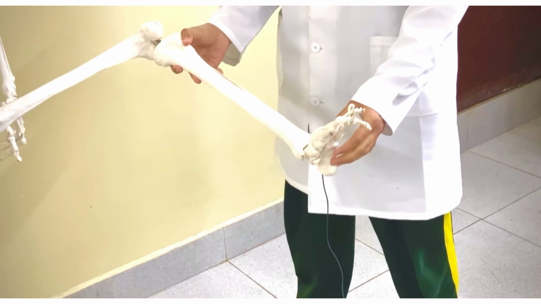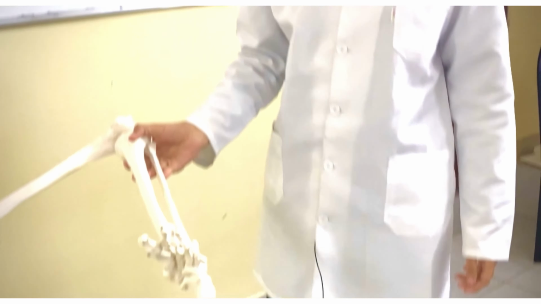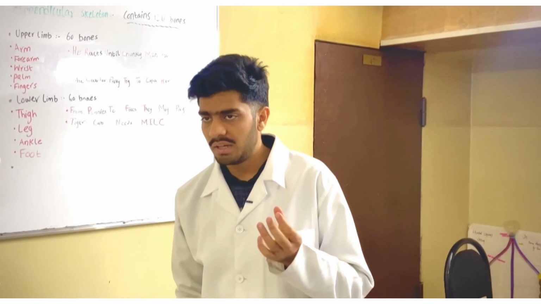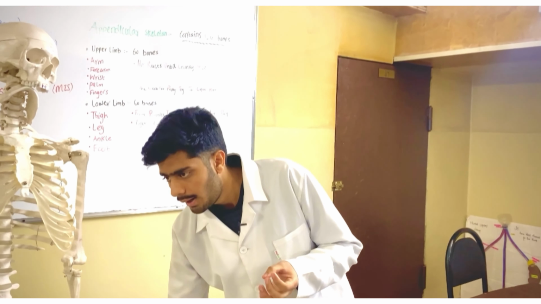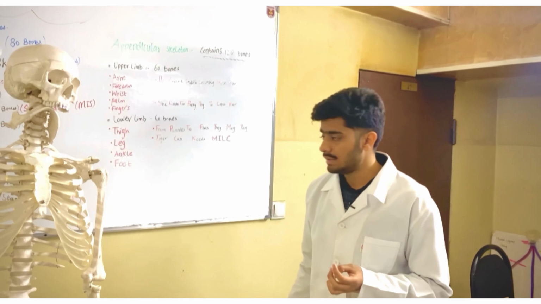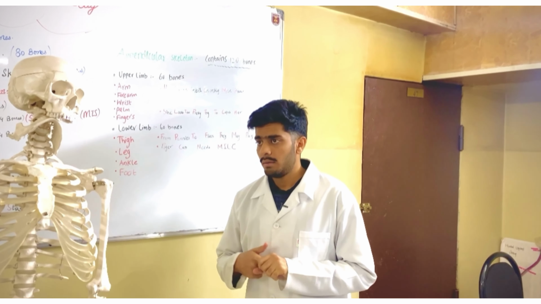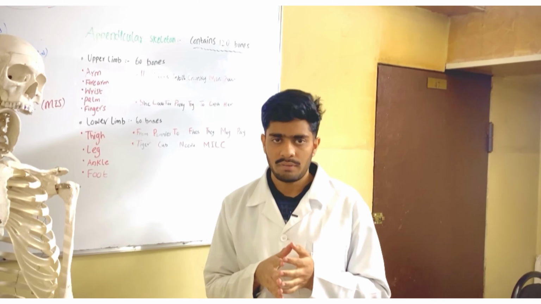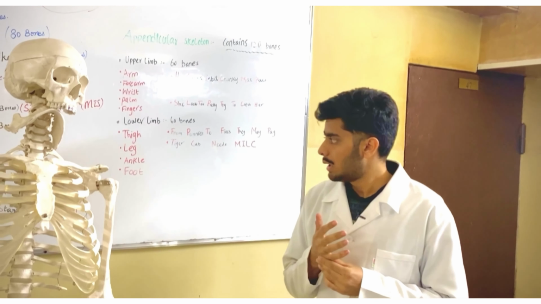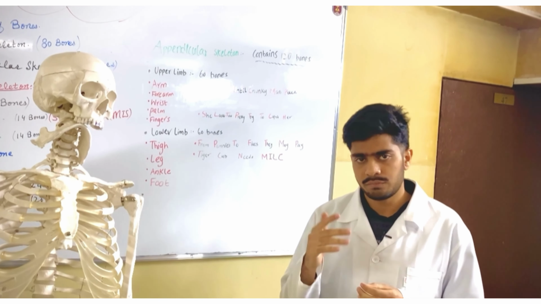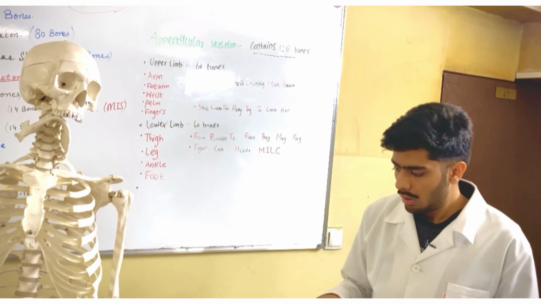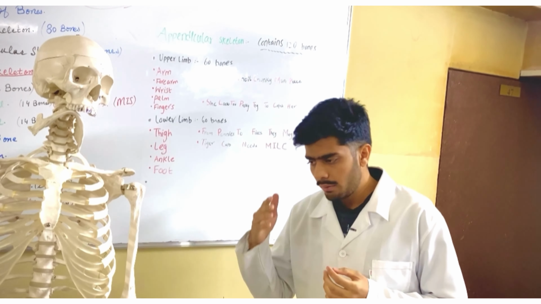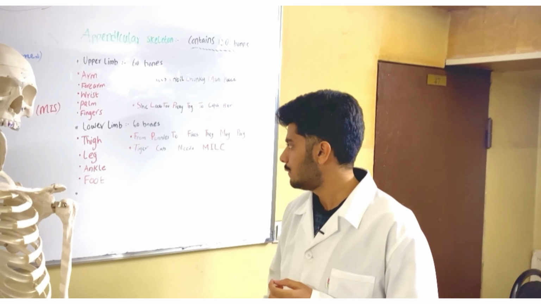After that we have the ankle and foot. The ankle contains our tarsals, then metatarsals and phalanges. Tarsals are 7 in number, and metatarsals are 5 in number, like in our hands. And after that we also have 14 phalanges in our small fingers, our toes.